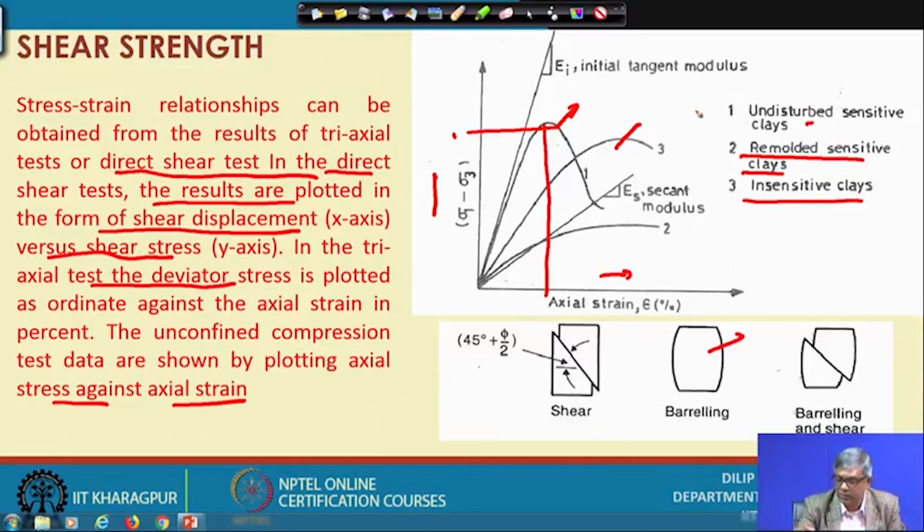So, sometimes in a competitive exam, this type of graph will be given with 1, 2, 3 marked, and then several combinations will be given, and you have to identify which is which. Unless you know the behavior of the soil, the stress and behavior of the soil for different conditions, you will not be able to identify. So, you have to understand that properly. This is for undisturbed sensitive clay, this is a remolded sensitive clay, and this is an insensitive, the normal soil.